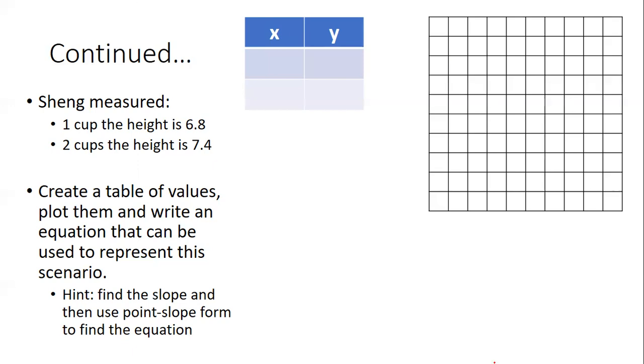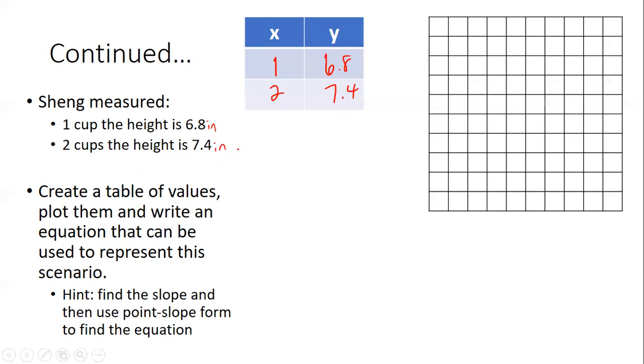All right, so let's talk about this. So we create our table. First, to determine, what did you decide was your X variable? The number of cups is our X variable. So we have 1 cup and 2 cups. So our dependent, our Y variable, is going to be their height. So 6.8 inches, 7.4. And I don't know why I did not put my inches in there. Apologies.